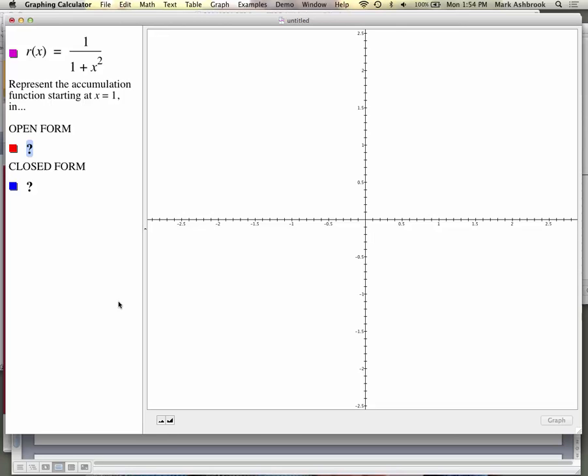What's that? That's the rate. That's the rate of change. So we can represent accumulation. This is rate of change. Rate of change here.